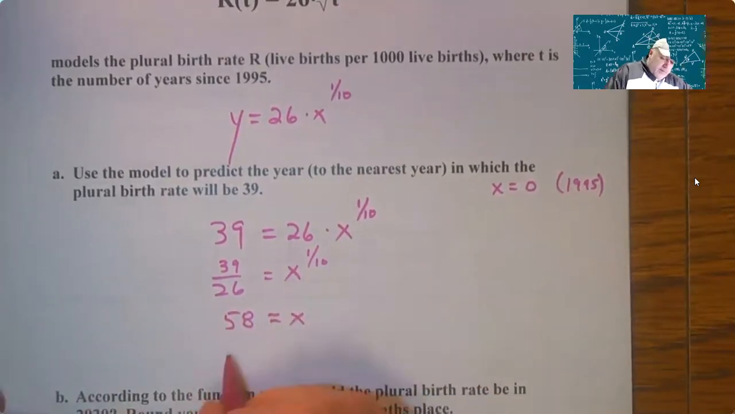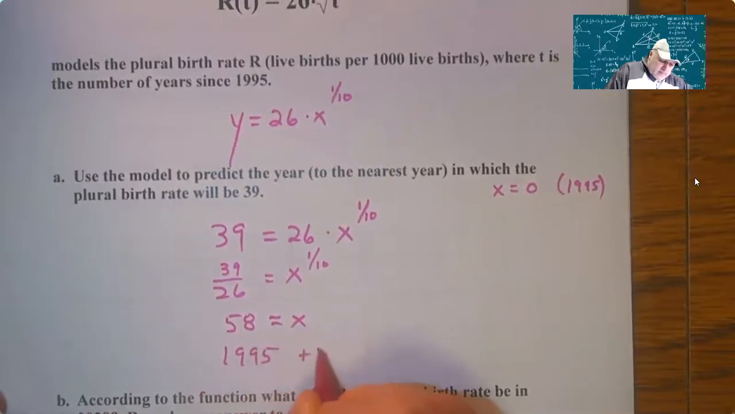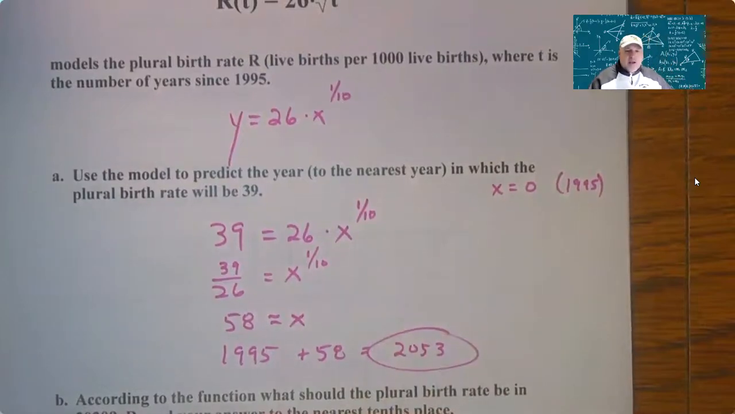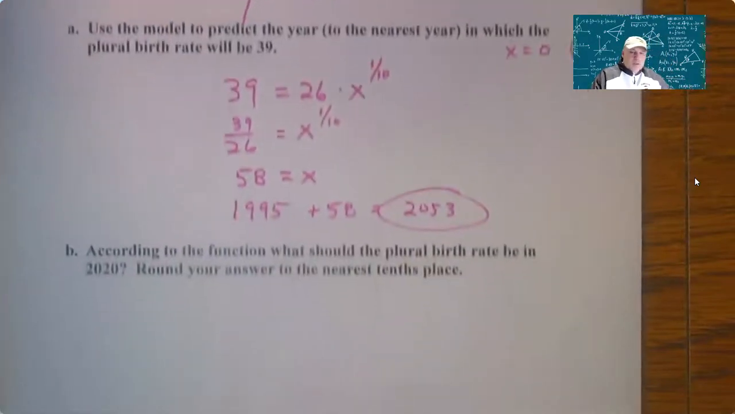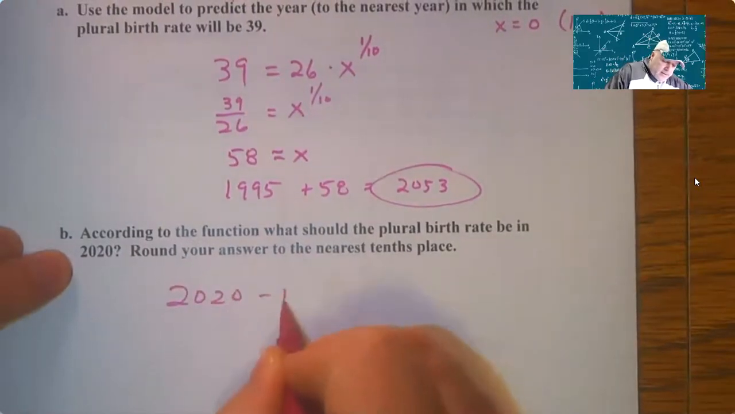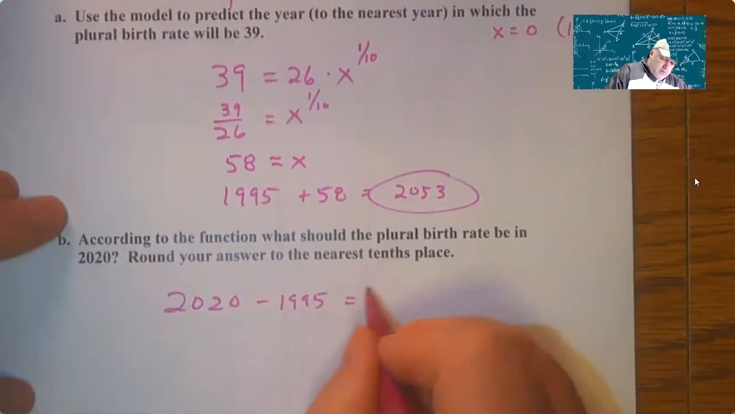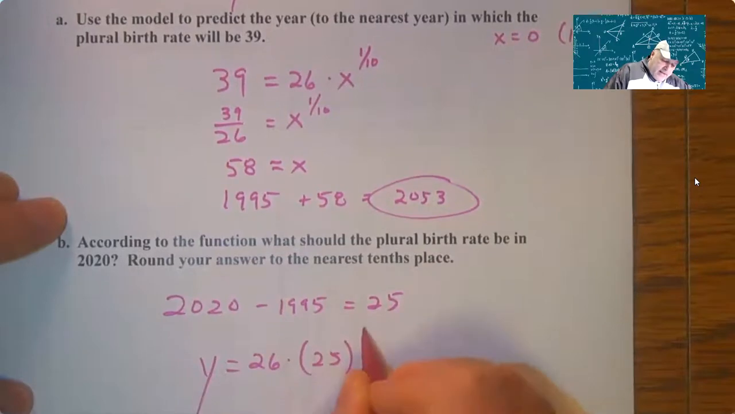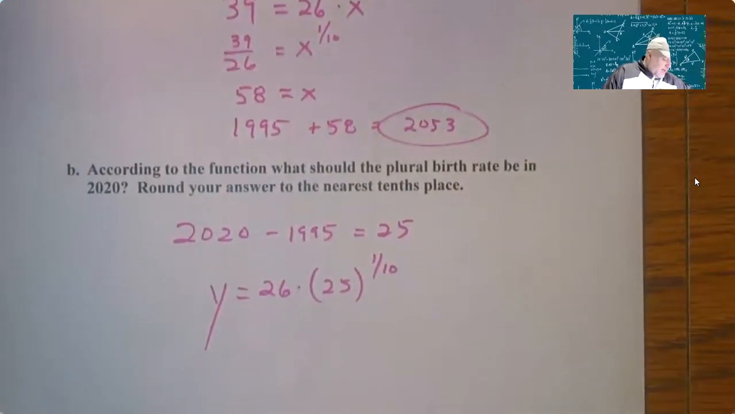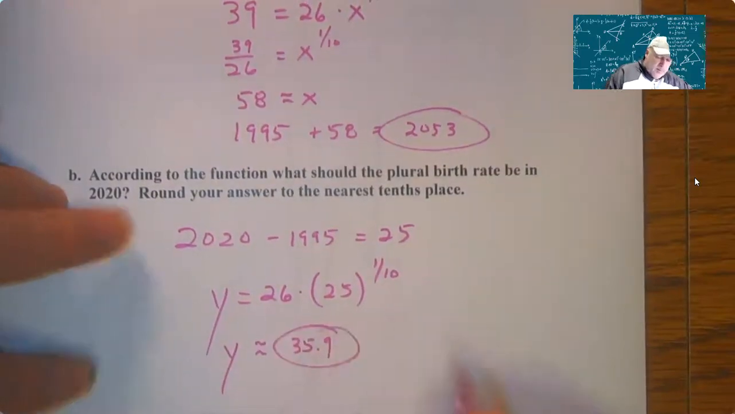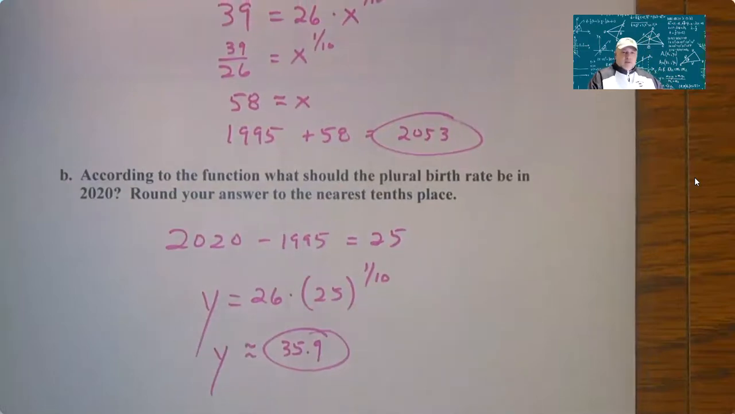So then you're going to add 1995 plus 58, 2053, because x equals 0 is 1995. So we want to, given this x, so we need to figure out what is x. So we need to subtract 1995 because that's our 0 year, so 25. And then we're just going to put in 25 for x and crunch that out. And this is going to be about 35.9 for the plural birth rate in year 2020.